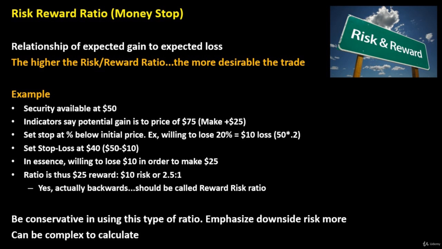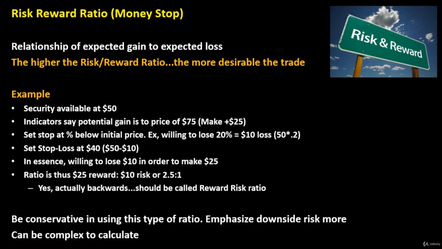So if it was, let's say, $40 in reward to $10 in risk, that would be 4 to 1, right? Now if you look closely, you might be saying, wait, that's actually backwards. It should be called the reward-risk ratio, right? Because the first number is your reward number. I think the term risk-reward is used in many areas outside of trading as well. That's why they use risk-reward. But technically, you're correct. It should really be called the reward-risk ratio. Nobody calls it that. They all call it risk-reward.